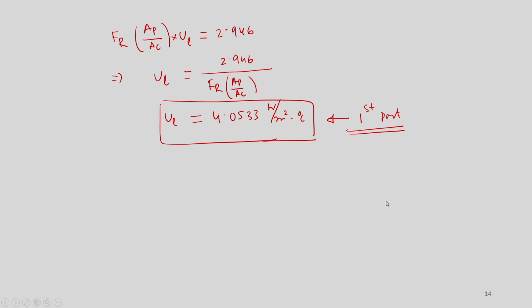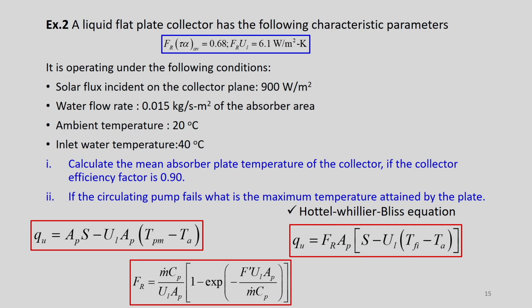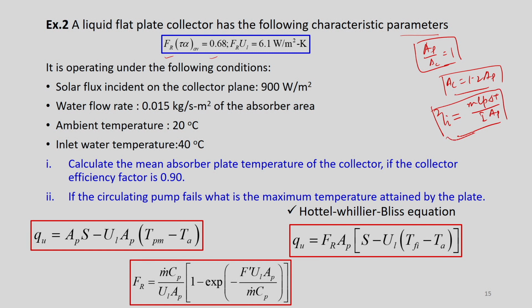Now let us solve one more problem. A liquid flat plate collector has the following characteristic parameters: FR tau alpha is given, FR UL is given. Here AP and AC are the same, so the ratio is 1. There are no variations considered, though normally AC is about 1.2 times AP. Sometimes we can represent this instantaneous efficiency in terms of mCp dT over I into AP also, right. So, this can also be represented in terms of plate area.